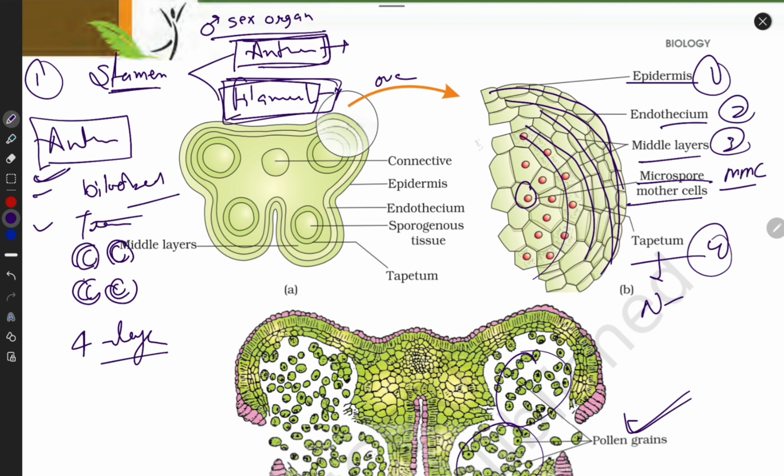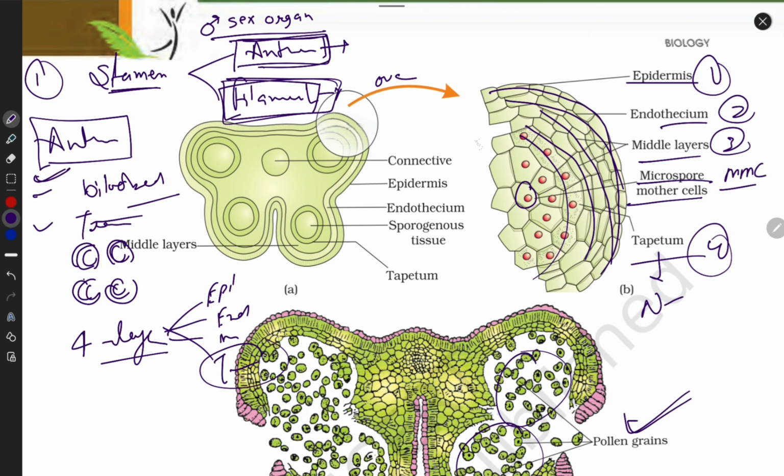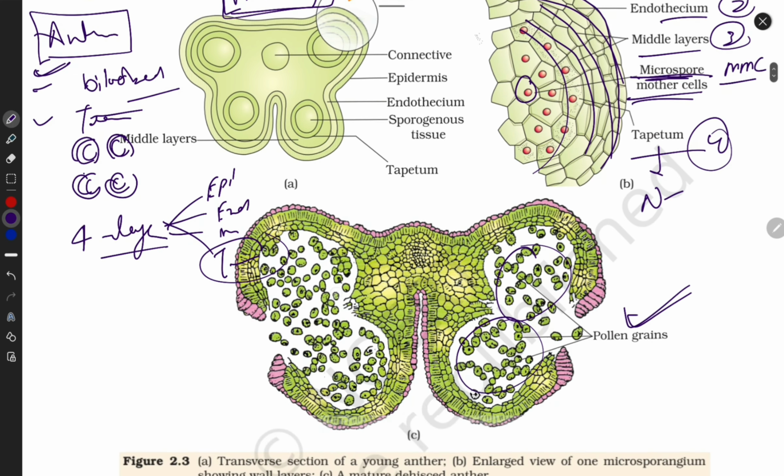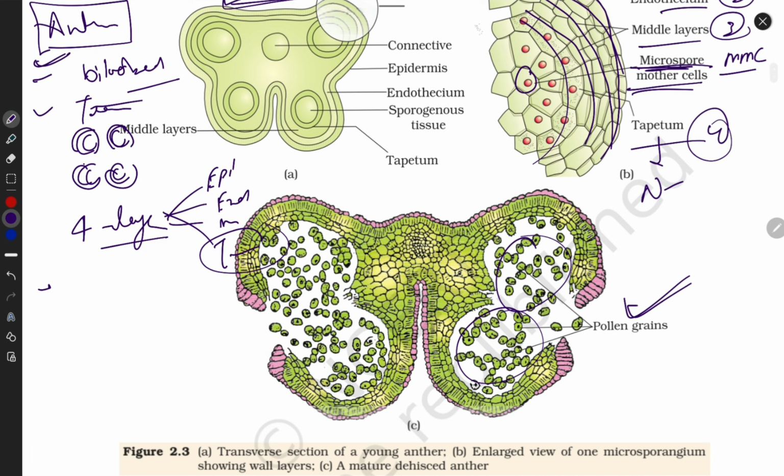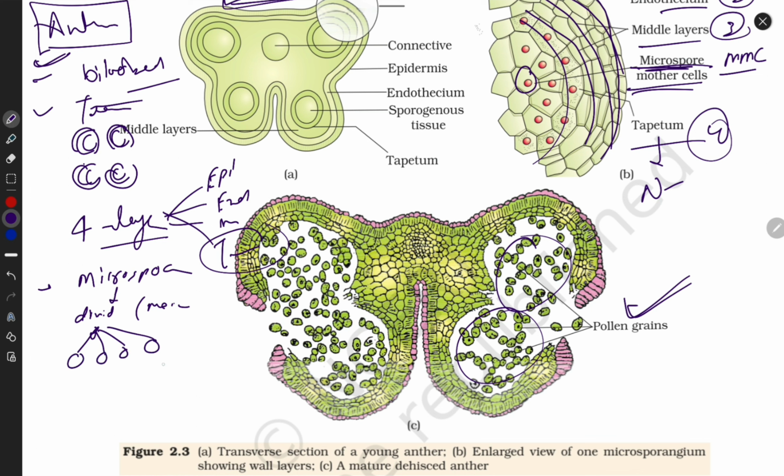and this is the nutritive layer. Okay, first is epidermis, second is endothecium, third is middle layer, and fourth is what guys? Tapetum. This is the nutritive layer. They provide nutrition for microspores. Okay, now how are microspores formed? Microsporangia, they divide by meiosis and make 4 cells. We can call it a tetrad. Each cell makes what? Pollen grains.